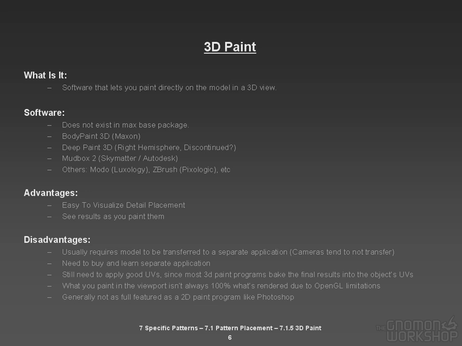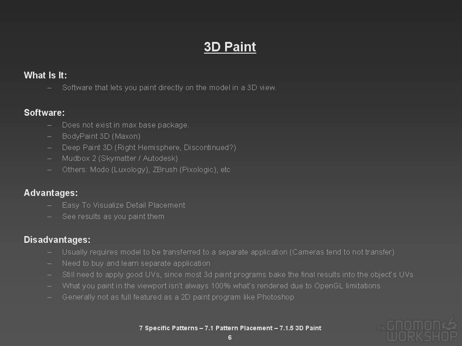The first one is that using 3D Paint usually requires you to transfer your model into a separate application. And usually there's a lot of things that don't transfer over properly. For example, cameras tend not to transfer over to these other packages, and that can be a disadvantage. So number two is you need to buy and learn a separate application.